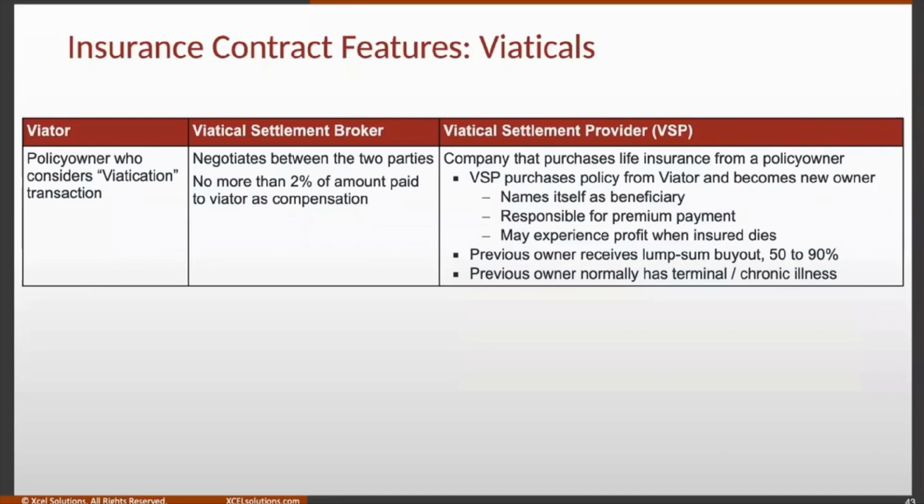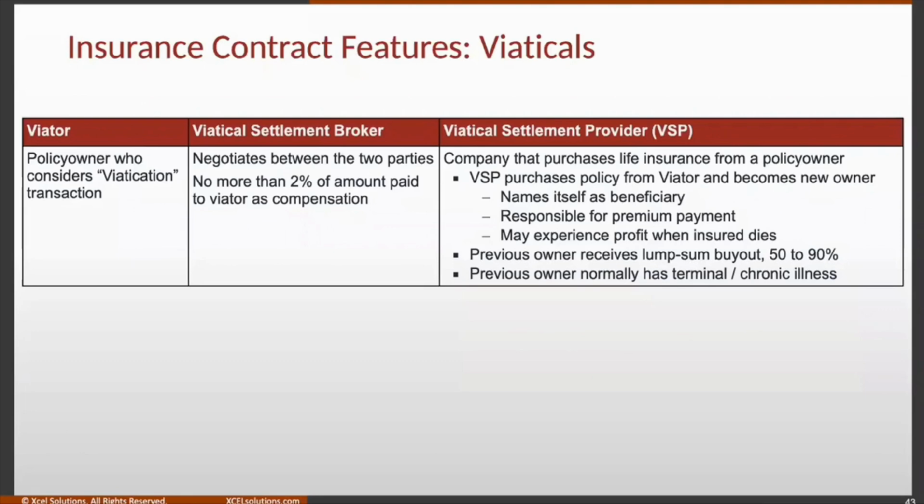The previous owner receives a lump sum buyout of somewhere between 50 to 90% cash. So they sign ownership over to the viatical settlement company, making it the new owner. They negotiate this price and get the cash out of the contract so they can provide for their own means of living: cost of living, rent, mortgage, food, medical expenses, drugs to stay alive. The cost of medical care can be very expensive. So they use the payout from this life insurance policy for the medical care costs.